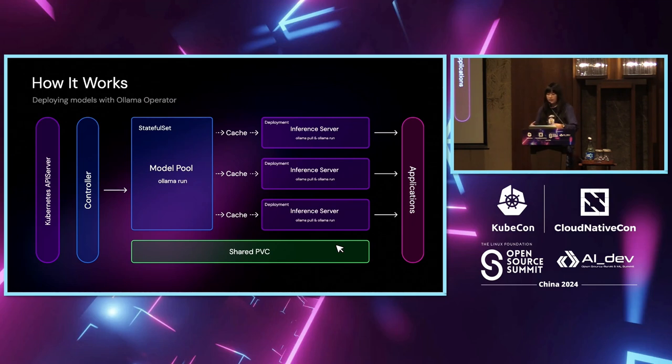Why? Because as I said previously, when we need to distribute the models, each node has to pull its model or images separately. Instead of that, in the Ollama operator, I created a shared PVC and a model pool to share the models with each of the inference servers. So once a model is preloaded or downloaded, it's cached. Next time you create another instance of it or scale it, it will no longer need to download additional models or files.